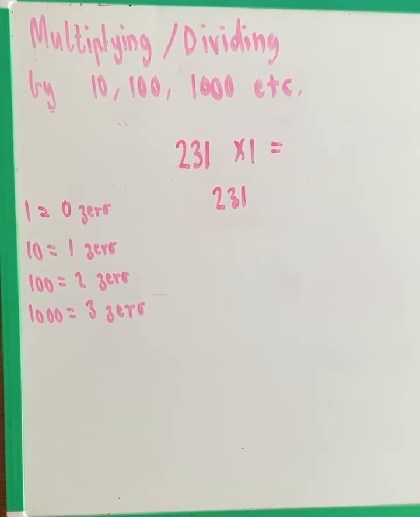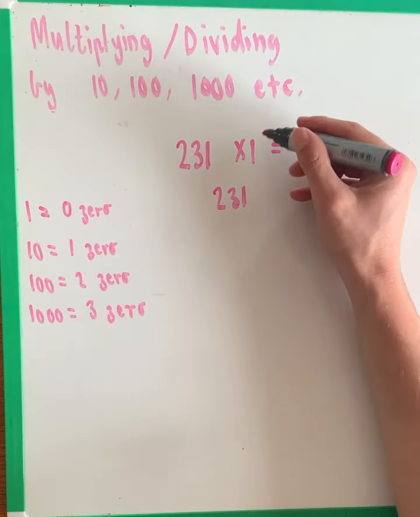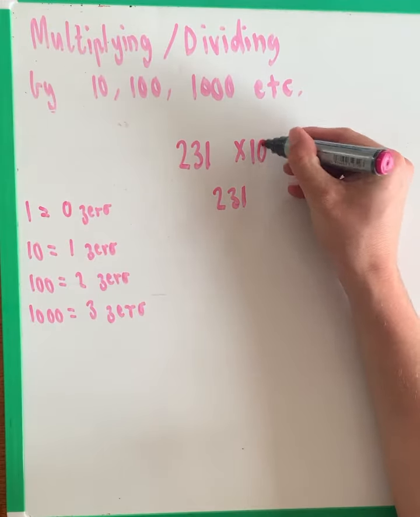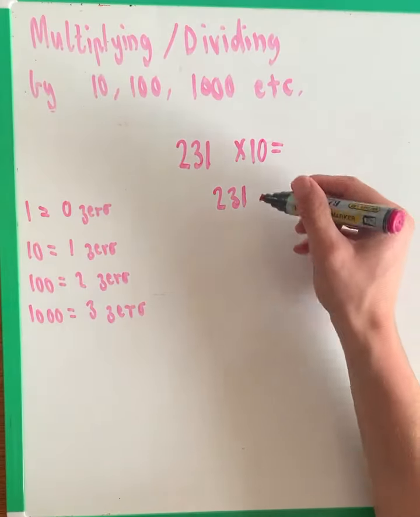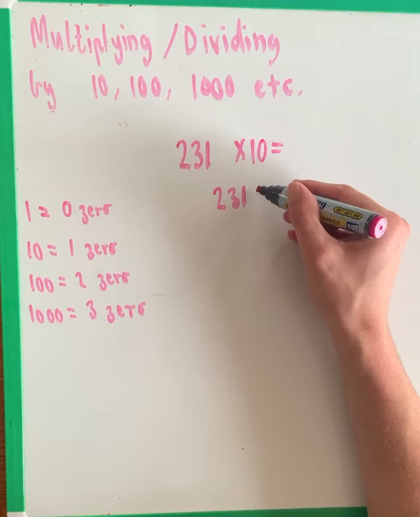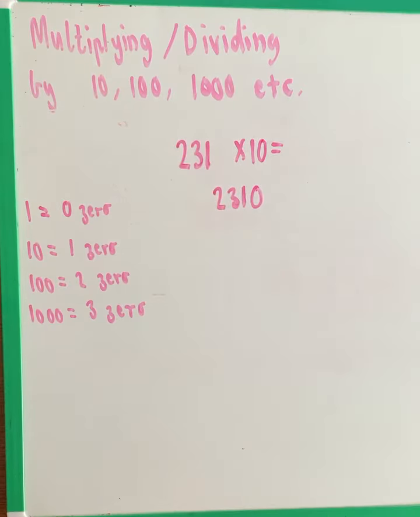Now, where things do change is when we start multiplying by 10. 10 has 1 zero in it, so when we multiply by 10, all we have to do is add the 0 on the end. So now we've got 2,310. 231 times 10 is 2,310.